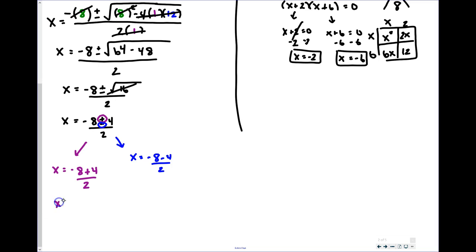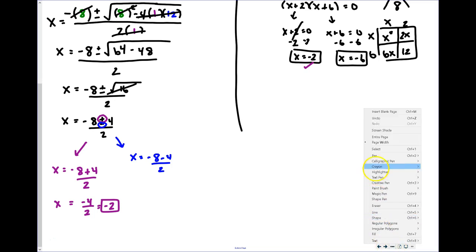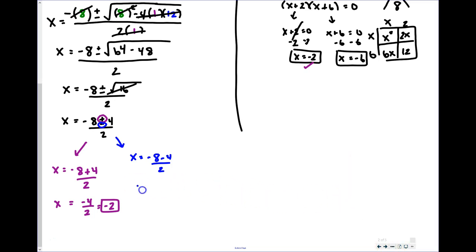So when I solve these, I have -8 plus 4 gives me -4 over 2, which gives me -2, which is awesome because that's one of the solutions I got on the right when I factored. The blue, I've got -8 minus 4, which is -12 over 2, which gives me -6. Also awesome because it matches my factoring. So if you do this correctly, you will get the right solution. Okay, the hard part is just the plugging in, the simplifying, and doing all these steps.